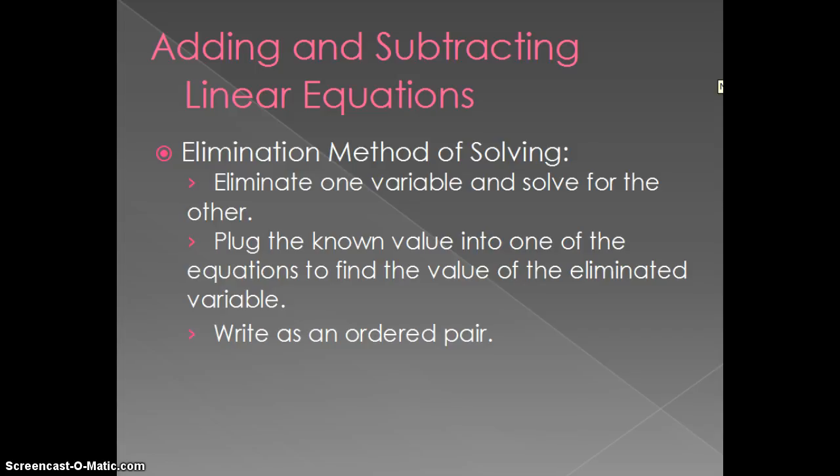The elimination method is a way to solve systems by eliminating one of the variables through addition or subtraction and solving for the other variable, the variable that has not been eliminated. Once I have a value for one variable, it's very easy for me to find the value of the other variable, the one that I eliminated. And I simply do that by plugging in. And of course, we know the system has a solution, and that solution is very often written as an ordered pair.